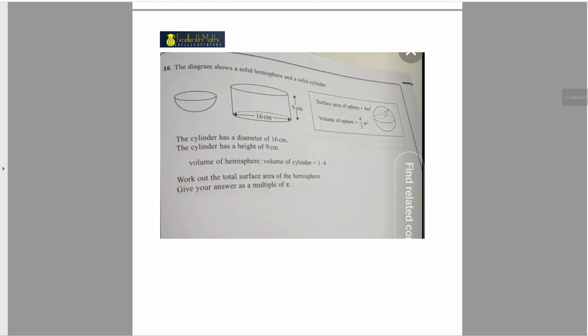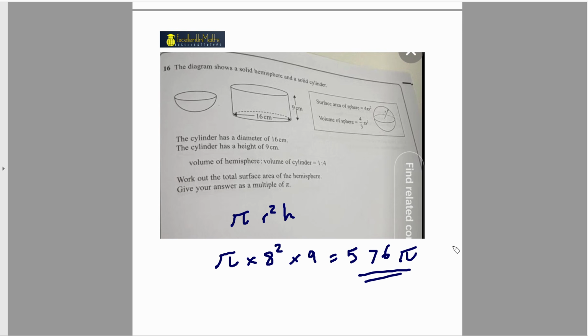Okay. And this one, he didn't give you the formula for the cylinder, so you need to find the formula. You need to find the volume of the cylinder. Volume of cylinder is pi r squared h. So pi times r is 8 squared times 9. That's going to give me 576 pi. So that's the cylinder.